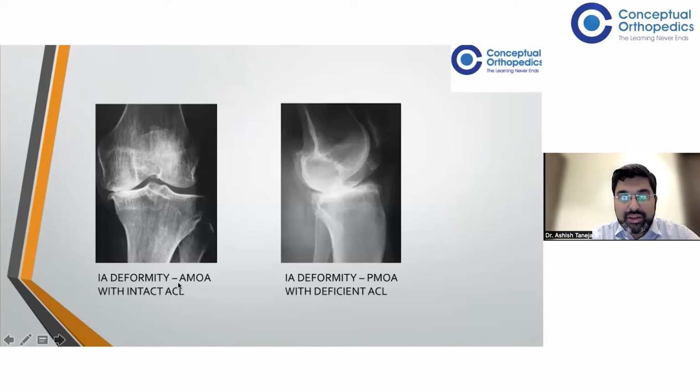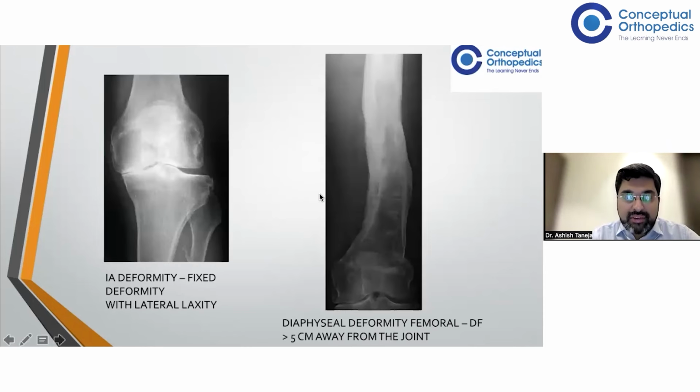This can be an anteromedial deformity with intact ACL. This is the intra-articular deformity with posteromedial involvement with deficient ACL. How do we say it's a posteromedial involvement? It is this region. When the wear is in the posterior medial aspect, then we say that the ACL is now damaged and the disease has progressed to the posterior aspect as well. Then we have the fixed deformities, the fixed varus with or without lateral laxity, and finally we have the metaphyseal or the diaphyseal deformities, which are within 5 centimeter or more than 5 centimeter away from joint line. So till there it is metaphyseal, and beyond this it is diaphyseal.